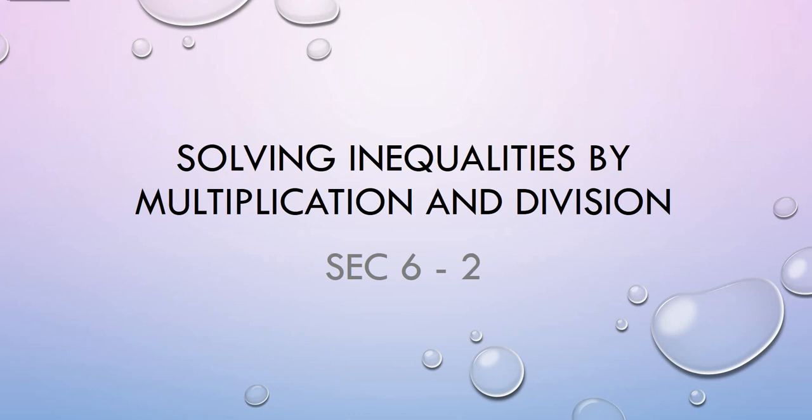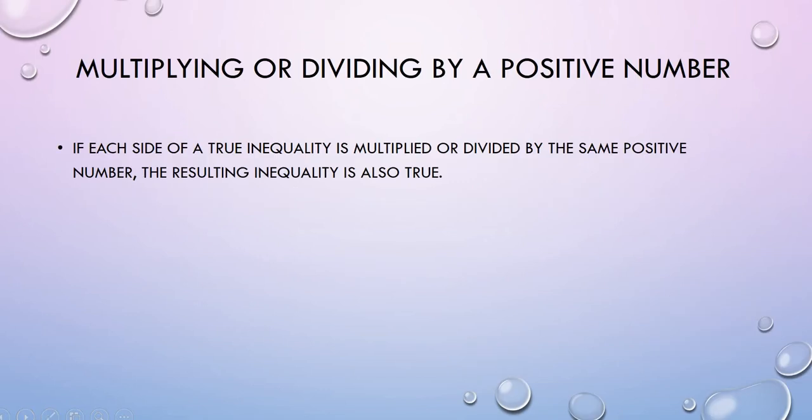Now we're going to look at solving inequalities by multiplication and division. Just like we do with an equality, if each side of a true inequality is multiplied or divided by the same positive number, and that's going to become important, the resulting inequality is also true. For example, if I have x divided by 3 is greater than 7, if I multiply both sides by 3 to solve the inequality, I get x is greater than 21.